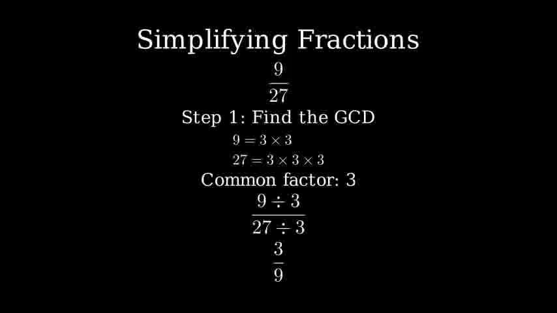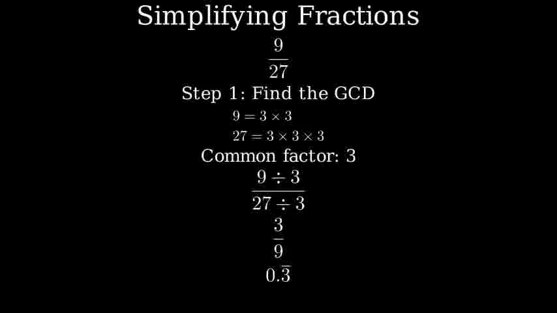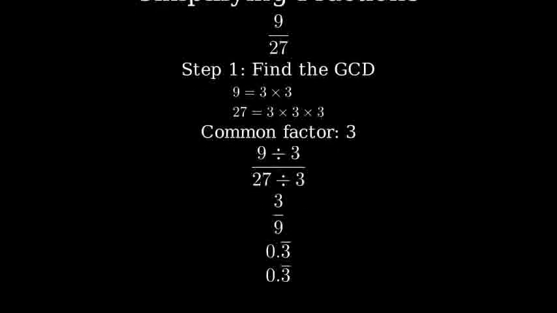To check our work, we can evaluate the decimal values of both fractions, and if they're equivalent, then we're correct. The decimal of 9 over 27 is equal to 0.33 repeating, and as expected, the decimal value of 3 over 9 is also 0.33 repeating. This means our simplified fraction is correct, and it's as simple as that.